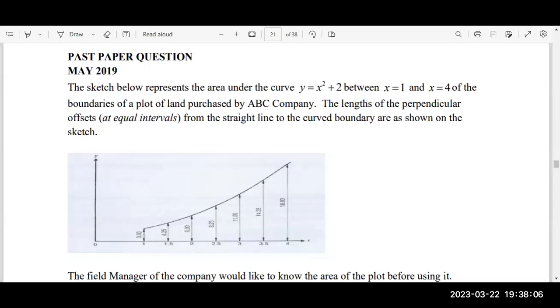All right, let's go. So this is a past paper question. The topic is finish. It says, the sketch below represents the area under the curve y equals x squared plus 2 between x equals 1 and x equals 4, of the boundaries of a plot of land purchased by ABC Company. The lengths of the particular offsets at equal intervals from the straight line to the curve boundary are shown in the sketch.